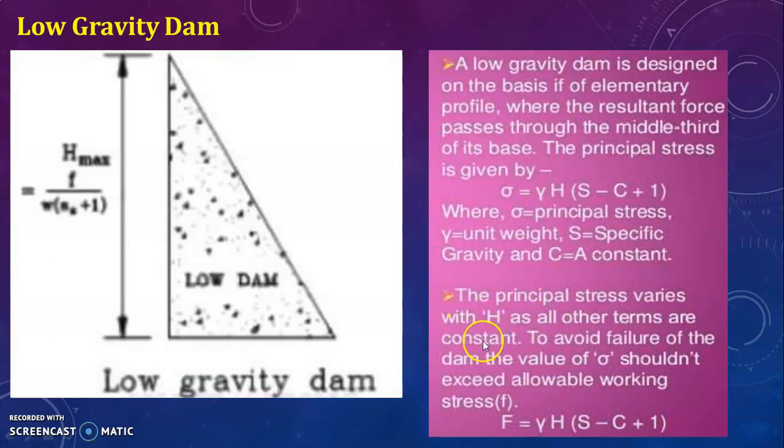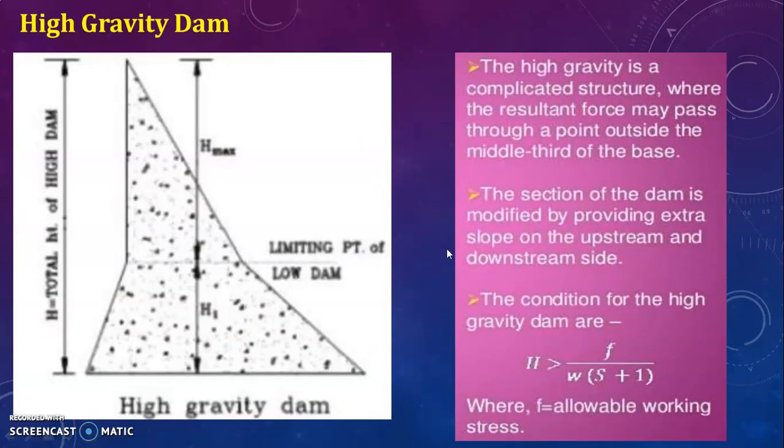The principal stress varies with height H, as all other terms are constant. To avoid failure of the dam, the value of sigma should not exceed allowable working stress. That is, F is equal to gamma into H into (S minus C plus 1). So this is about low gravity dam. Next, let us discuss about high gravity dam.